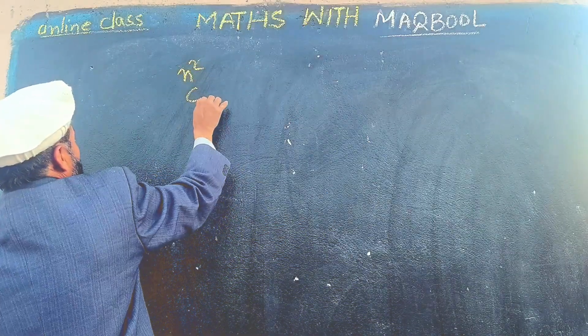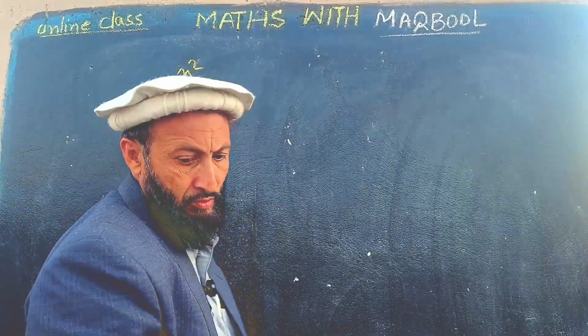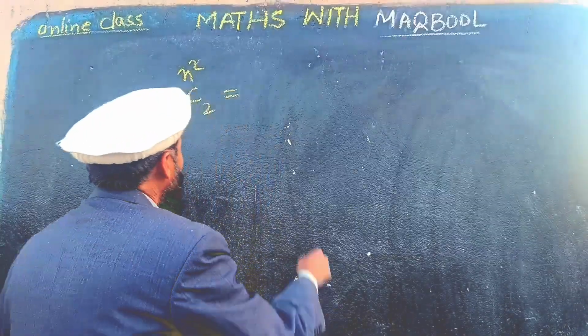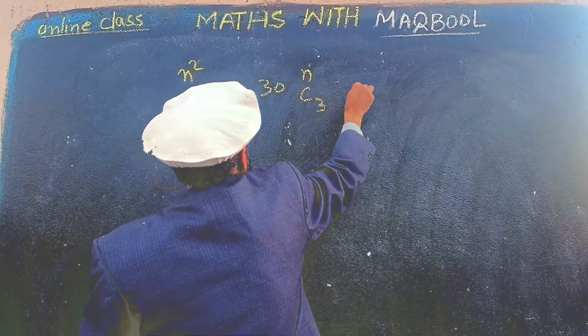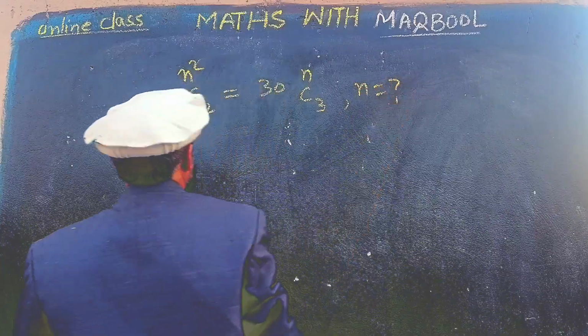Today we have a new combination question for you. We can write this question: n² C 2 is equal to 30 × n C 3. How can we find the value of n, which is unknown?